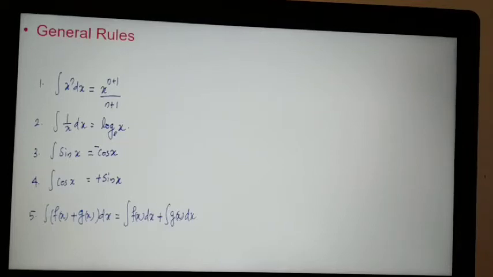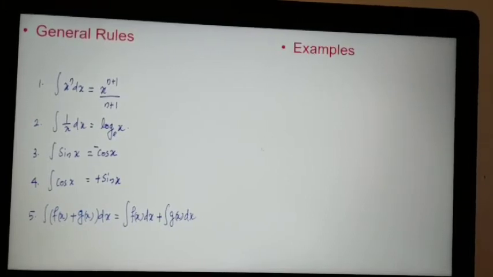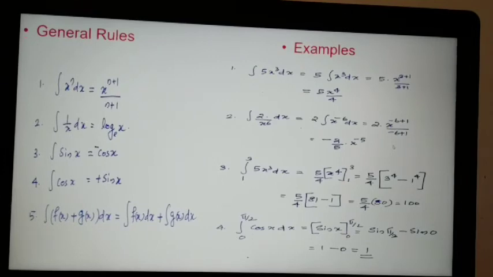So we can make use of these general rules for solving some examples. While discussing the examples, these general rules will become clearer. So we can go for some examples.